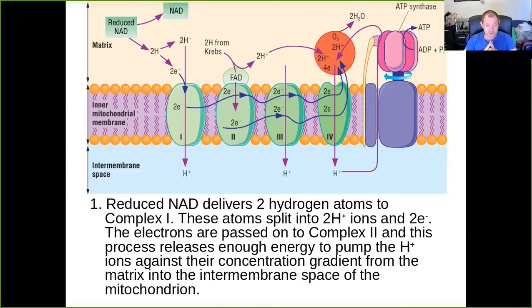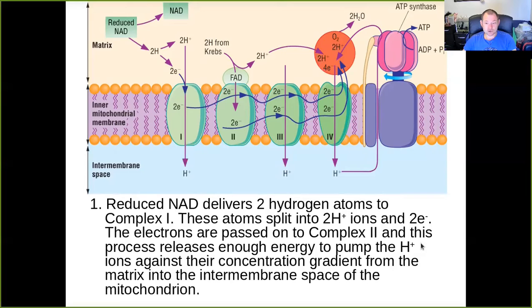So reduced NAD delivers 2 hydrogen atoms to complex 1. These atoms split into 2 H plus ions and 2 electrons. The electrons are passed on to complex 2. So here they are, and there they go to complex 2. So we've had a reduction-oxidation reaction here.